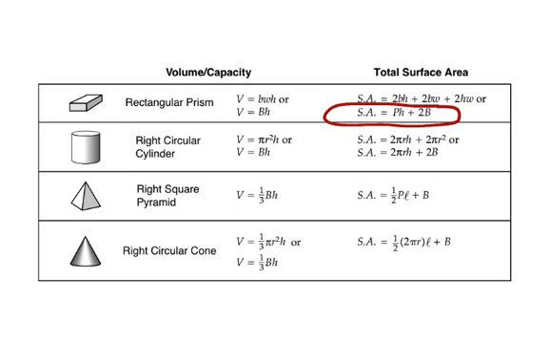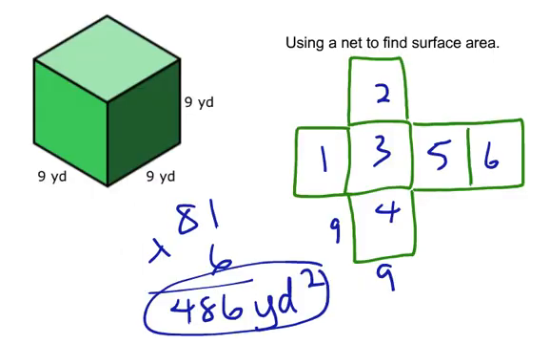SA equals P, capital PH plus 2 capital B. So either one is fine. I like personally the formula because it's quicker, but if you are able to understand the net process better, then go ahead and do that one. So let's go on to the next shape.